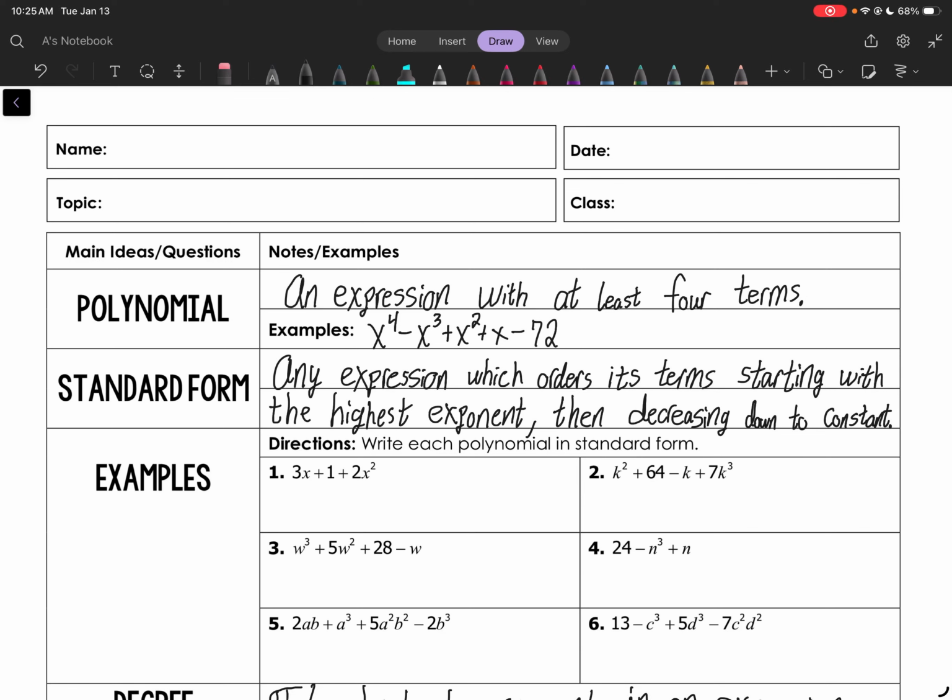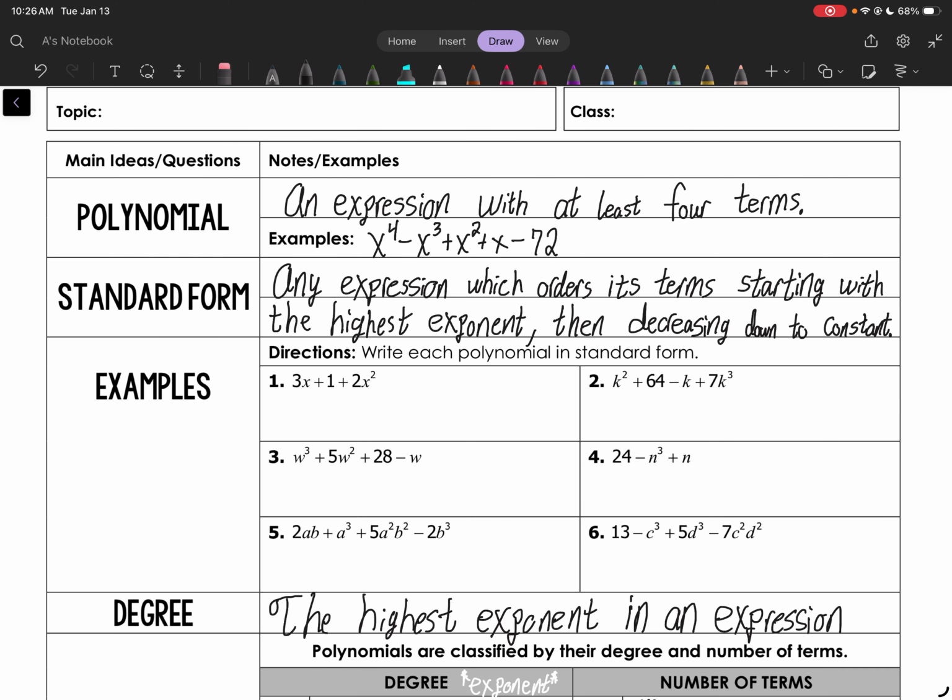Good day. Today we're going to be looking at adding and subtracting polynomials. A polynomial is simply an expression with at least 4 terms, like the example below. Standard form of a polynomial is where the exponents are in decreasing order down to the constant term. So my example of a polynomial is x to the 4th, then 3rd, then 2nd, then 1st, and the negative 72, which has an x to the 0 power, meaning there's no x there.